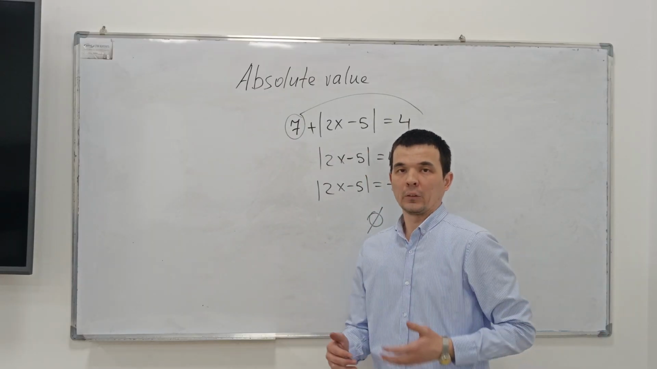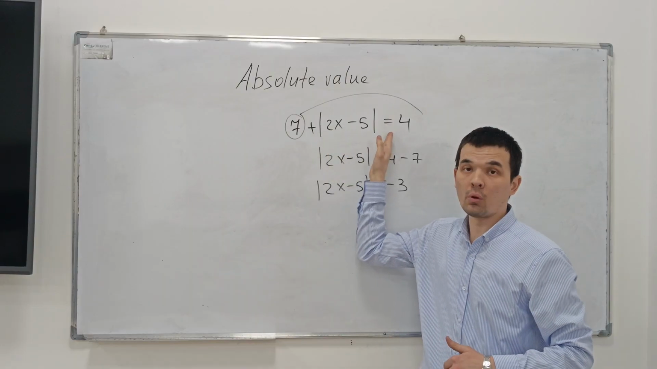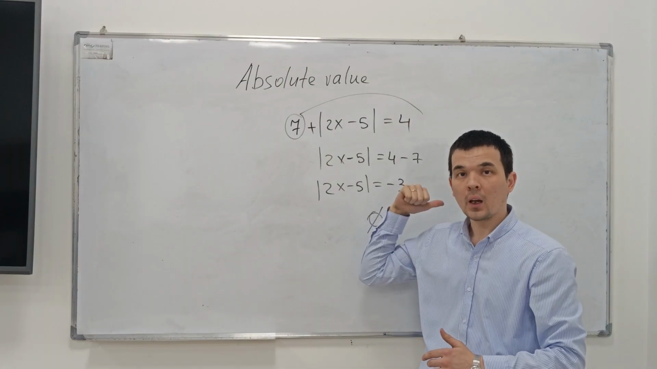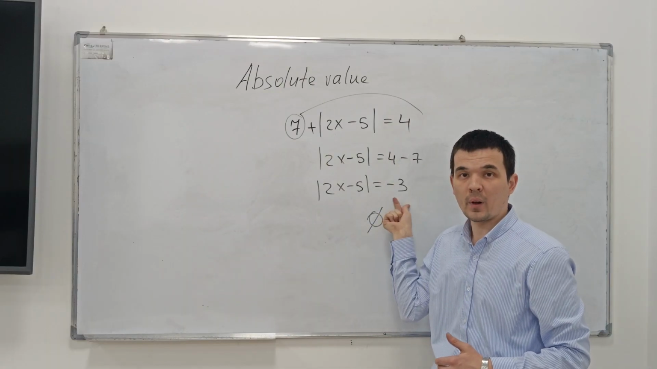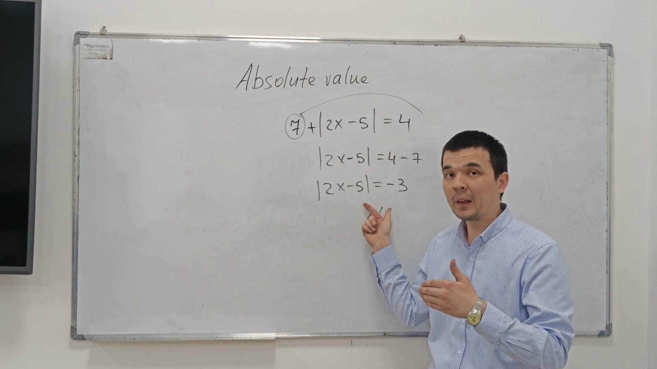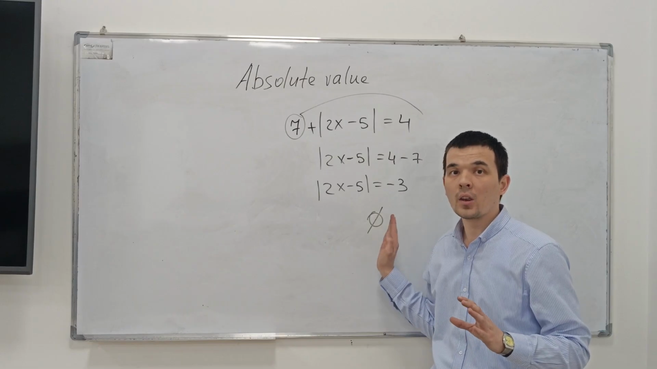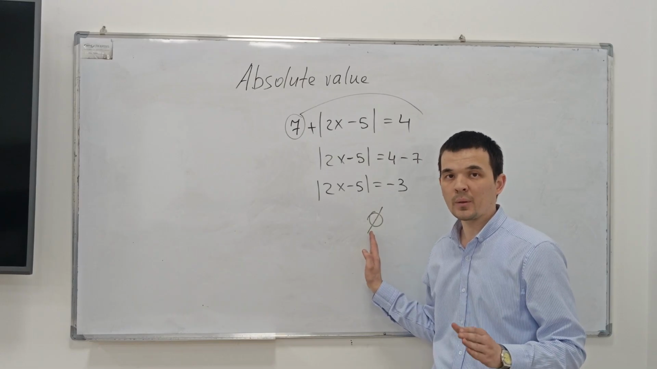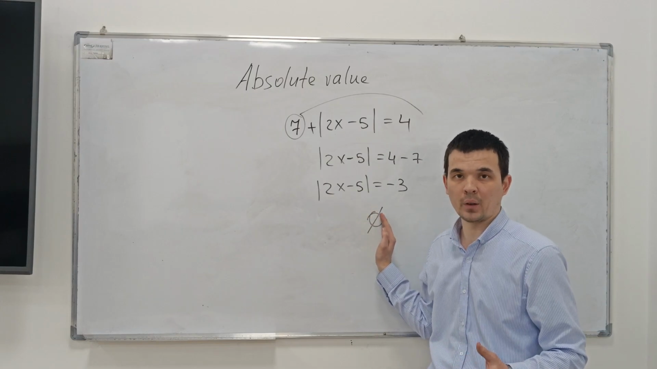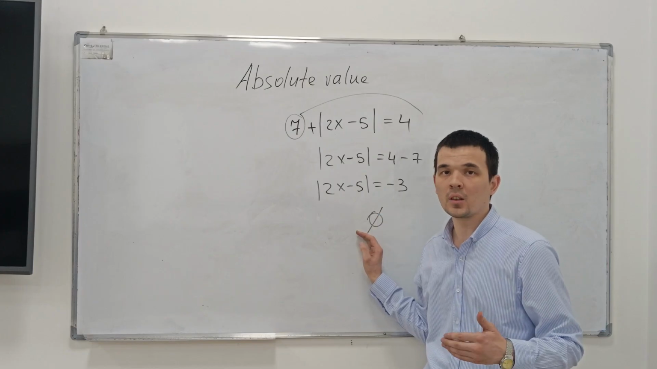Last question. If you pay attention, we are given 7 plus absolute value of 2x minus 5 equal 4. Like we did in the previous example, the number 7 should be sent to the right side, and once you do it, you will have minus 3. Notice that the absolute value is equal to negative 3. Keep in mind, your answer should be no solution. Please remember, absolute value is never equal to a negative number. Once you see this kind of example, you can definitely say there is no solution.